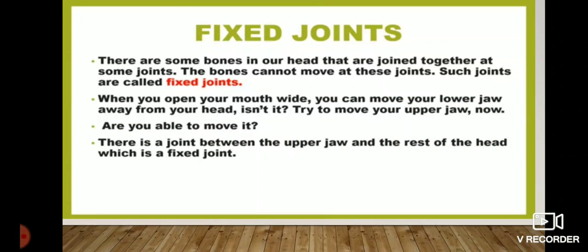Last, fixed joints. There are some bones in our head that are joined together at some joints. The bones cannot move at these joints. Such joints are called fixed joints. When you open your mouth wide, you can move your lower jaw away from your head, isn't it? Try to move your upper jaw now. Are you able to move it? You are not able to do it, right? There is a joint between the upper jaw and the rest of the head, which is a fixed joint.